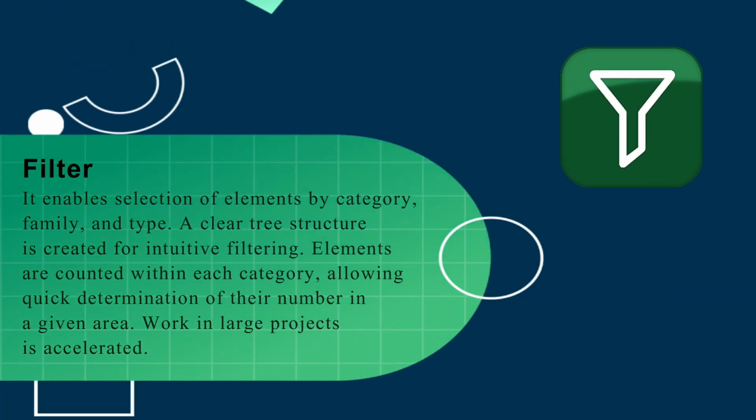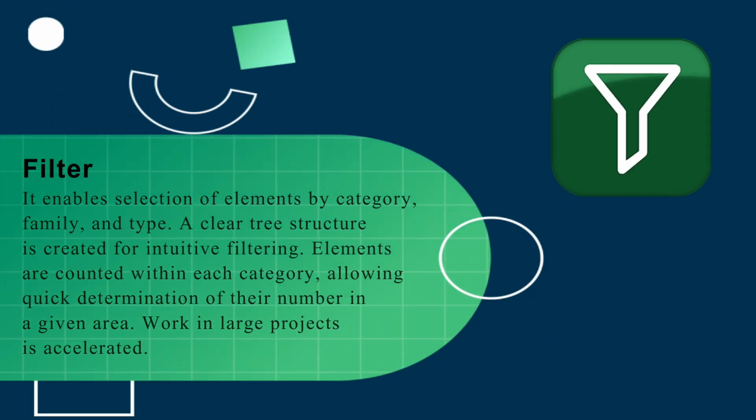Filter. It enables selection of elements by category, family, and type. A clear tree structure is created for intuitive filtering. Elements are counted within each category, allowing quick determination of their number in a given area. Work in large projects is accelerated. Now let us see how it works in practice.